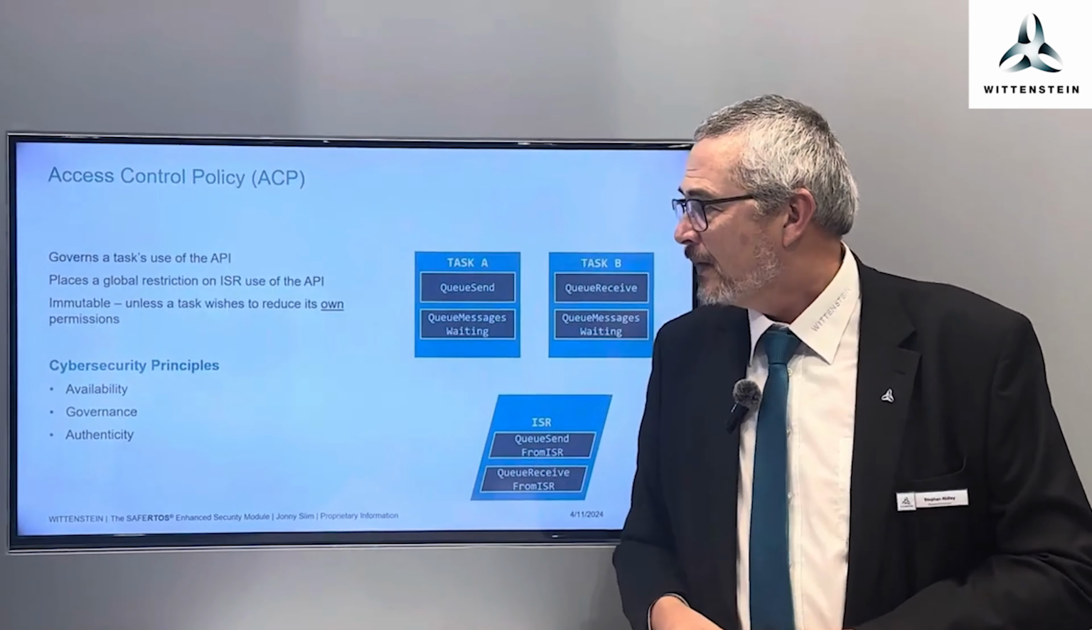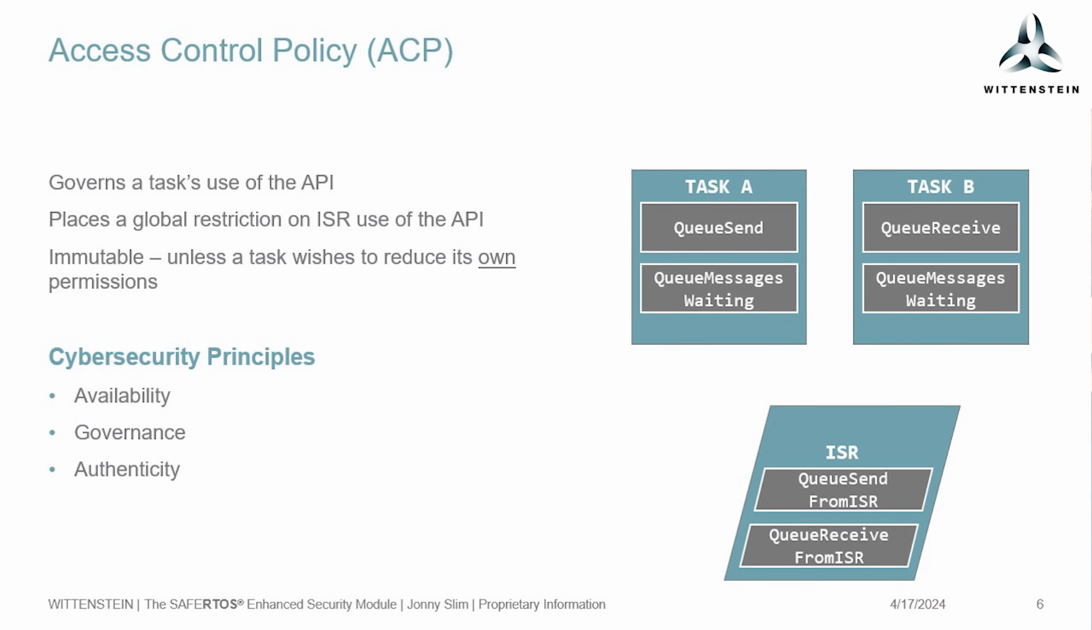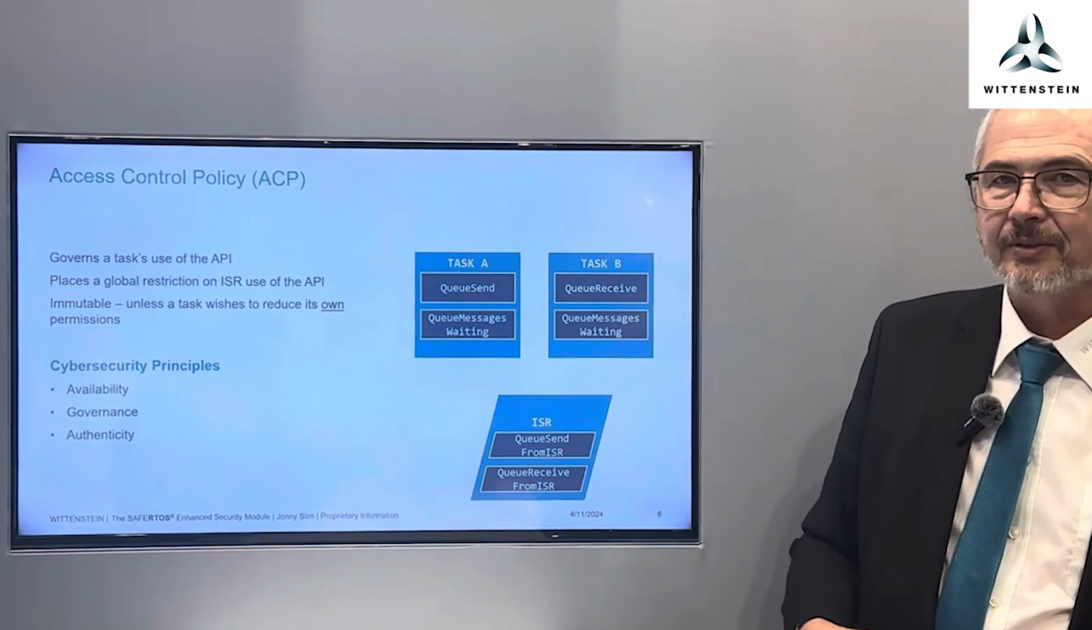So, firstly, the access control policy. An RTOS is a toolbox. It has a very rich API, which allows any task to create other tasks, create queues, delete tasks, elevate privileges, reduce privileges, and generally do a whole bunch of things that a safety application probably shouldn't be doing. So as part of the ESM, we've put a mechanism in place whereby a task that is running can only use the API functions that have been configured during the boot phase.